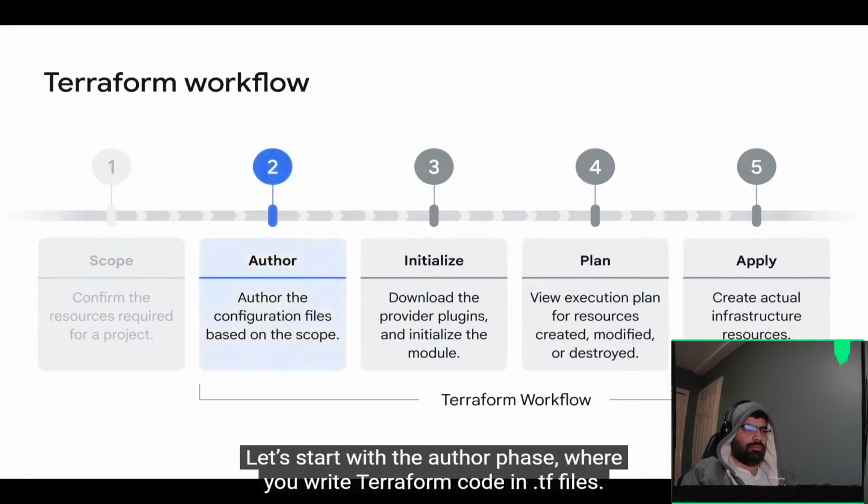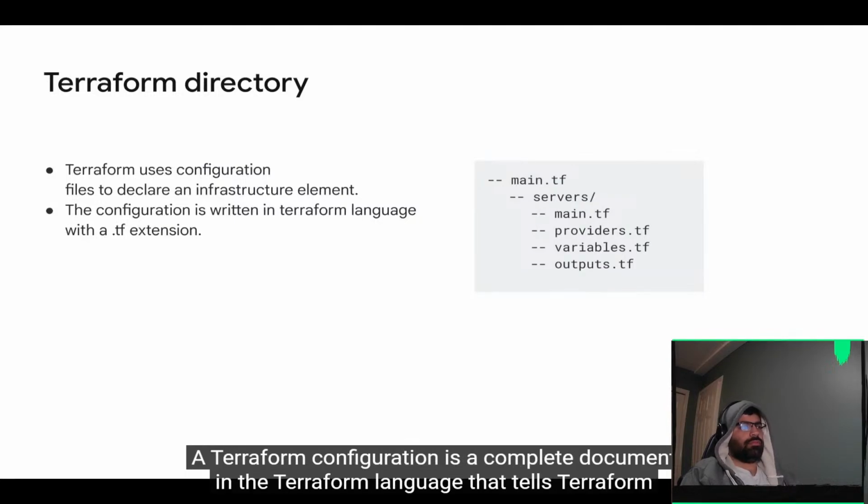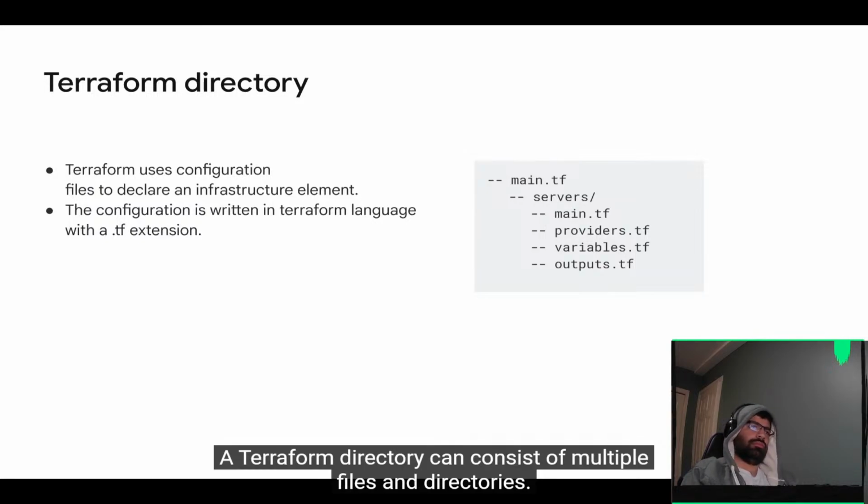Let's start with the author phase, where you write Terraform code in .tf files. Before writing code, start by creating directories for a Terraform configuration. A Terraform configuration is a complete document in the Terraform language that tells Terraform how to manage a given collection of infrastructure. The configuration is stored with a .tf extension. A Terraform directory can consist of multiple files and directories.